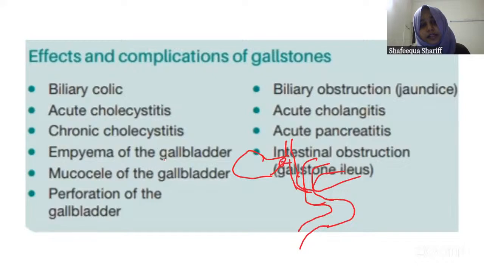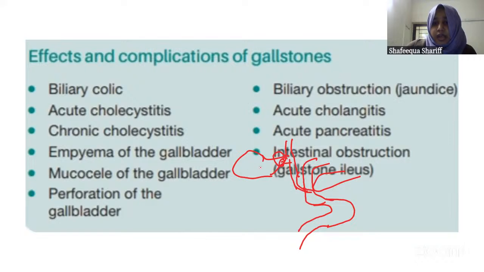And when you let it progress further, there may be a purulent collection which causes an empyema of the gallbladder. And when the stone gets stuck in the neck, excess of mucus production, which I already showed in the initial phase, can cause a mucocele to form. And whenever there's an empyema of the gallbladder, due to inflammation, the wall may undergo necrosis and perforate. So perforation of the gallbladder may occur. So these are complications related to the gallbladder.